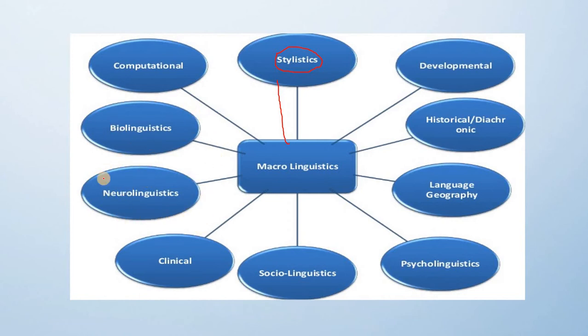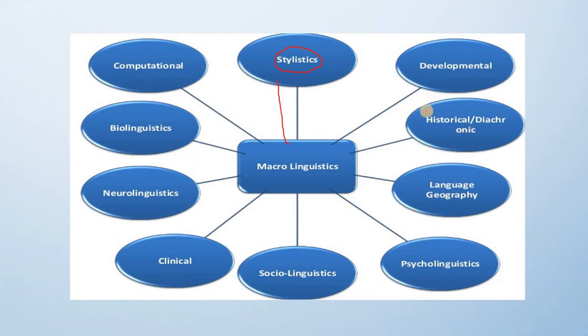Neurology and linguistics, we have neurolinguistics. Pathology, we have clinical linguistics. Sociolinguistics, sociology and linguistics. Psycholinguistics, psychology and linguistics. Language geography, the distribution of the language all over the world or in certain regions.